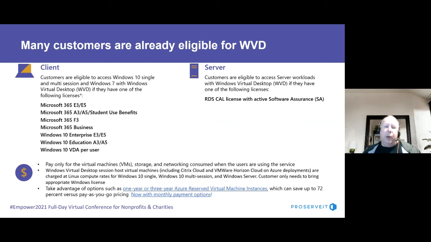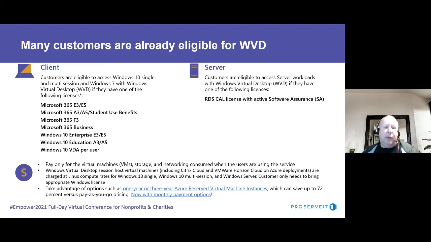As noted at the bottom, there's a couple considerations from a costing perspective. First, you are only paying for the virtual machine storage and networking that are consumed as users are using the service. And this goes back to that auto start capability or auto scaling capability that we spoke about earlier. Because we're only paying for these virtual machines while they're running, it's important to be able to shut these machines down when they're not actively in use.